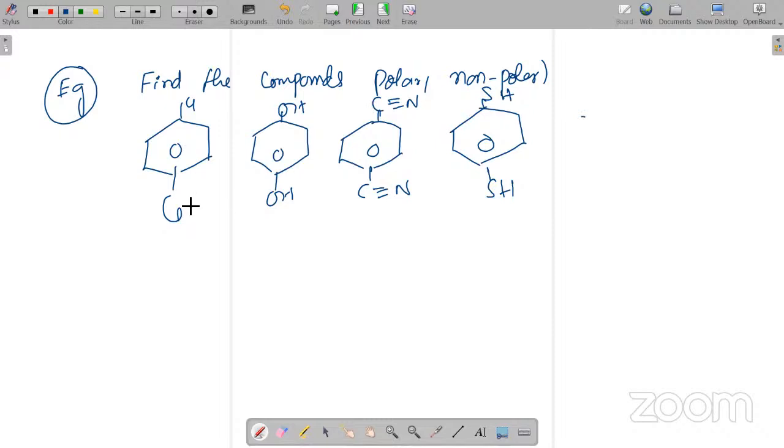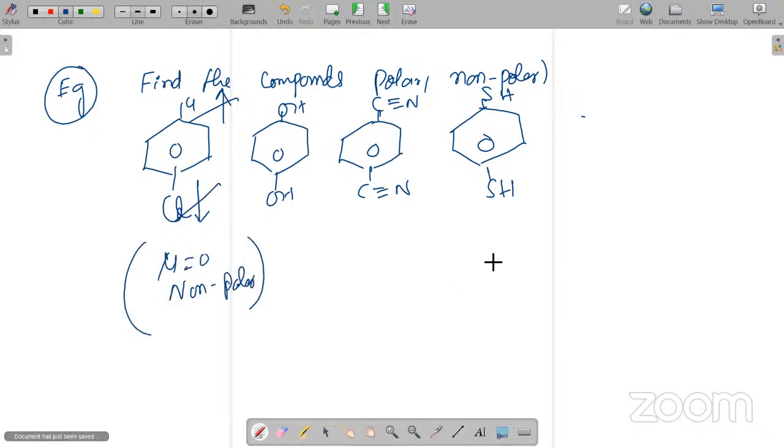Now see here, this is chlorine and this is chlorine. So this chlorine will pull and that chlorine will pull, so both will cancel. So the dipole moment is 0 and it is non-polar.